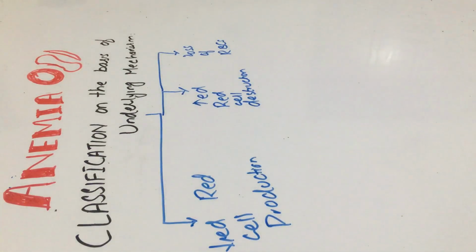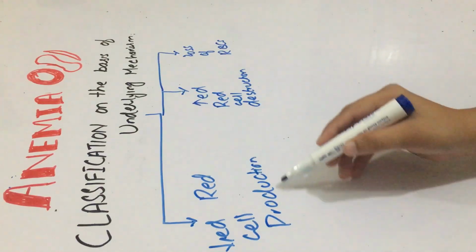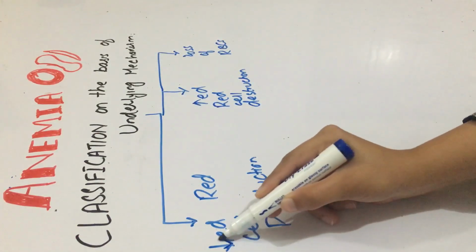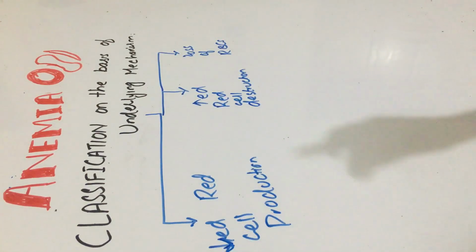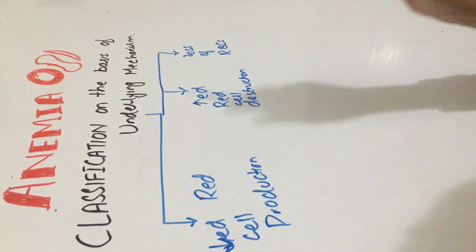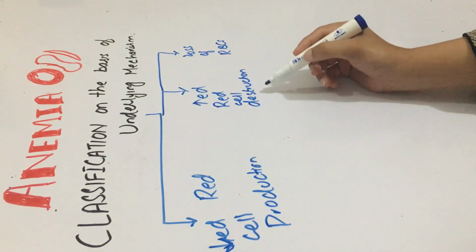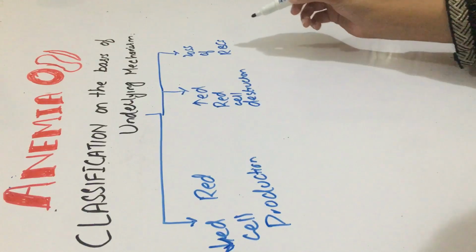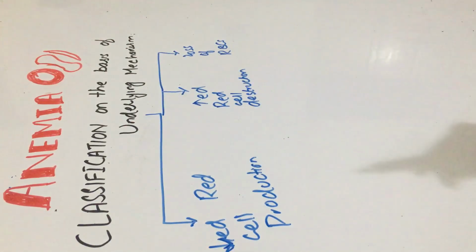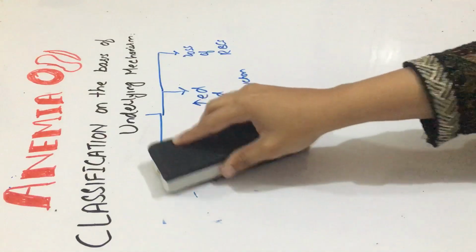So what are those three broad categories on the basis of underlying mechanism? Either there is decreased red cell production, or red cells are normally produced but there is increased red cell destruction, or there is the loss of RBCs. Now in this lecture we will mainly focus upon the decreased red cell production.